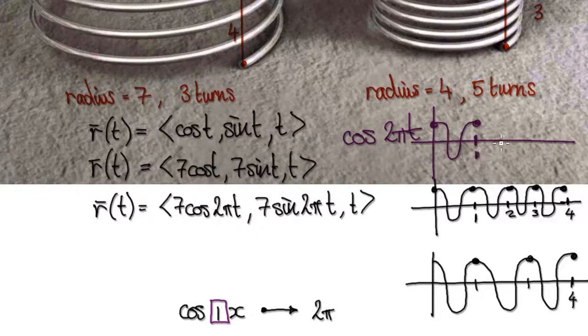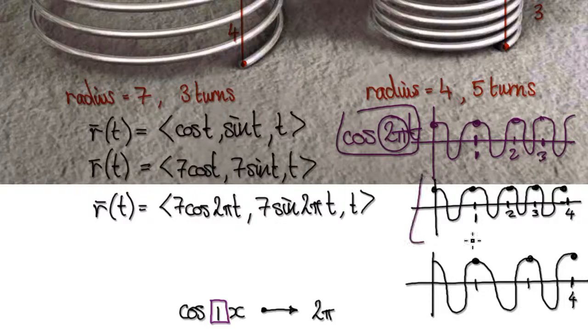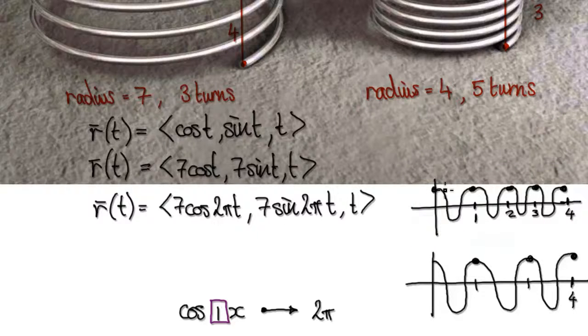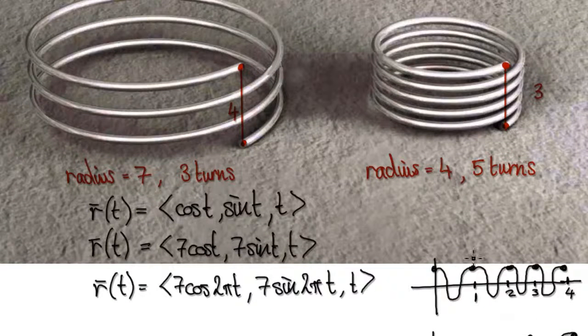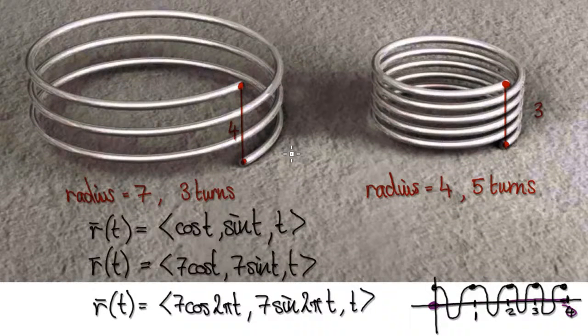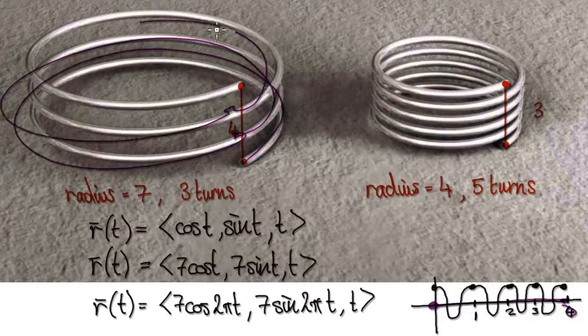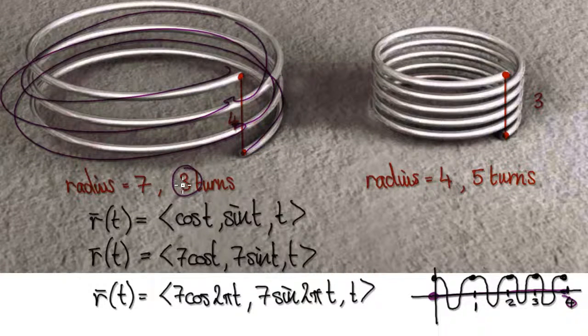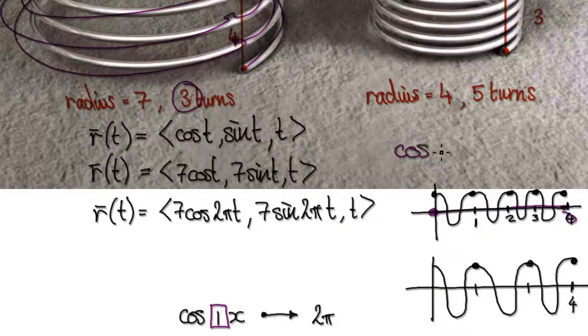So this will be 1. And remember, if you stick 2 pi in front of this, you're going to have a graph looking like this: 2, 3, 4. But we want it so that we will have 3 cycles in 4 seconds. So after 4 seconds, we want to have 3 cycles: 1, 2, 3. But if you look at cos 2 pi t, it's giving us 4 cycles: 1, 2, 3, 4. We don't want 4 cycles.